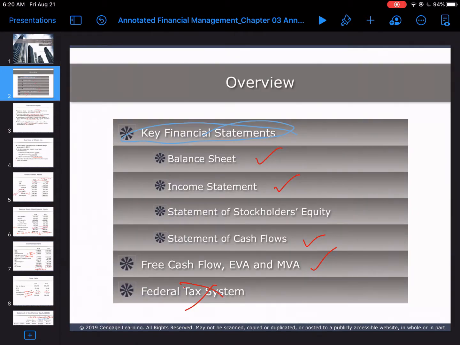You are responsible to generate free cash flow. So balance sheet, income statement, and a statement of cash flows, and then using free cash flow, EVA and MVA are two metrics by which you say how the company is performing.